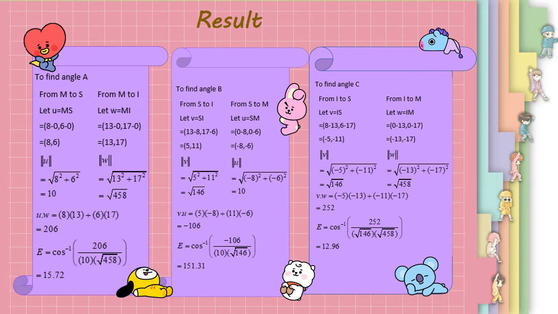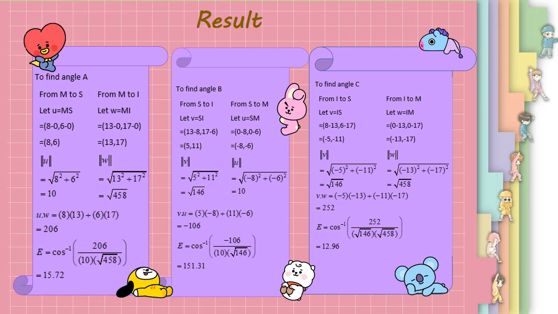Then, we need to find the value of vector u dot vector w, where we get 206. As all the values are obtained, substitute the values into the formula. The end value for angle A is 15.72 degrees.